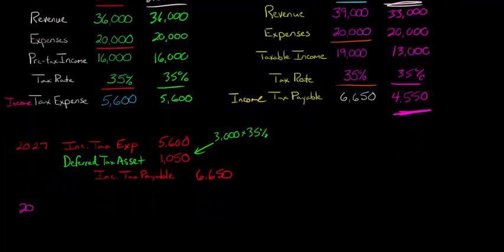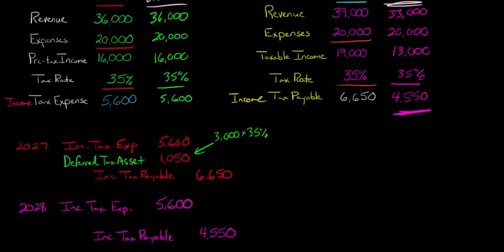So now I want to show you the journal entry here. So now we'd have income tax expense again going to be $5,600. Right, this is again going to be $5,600, and for our income tax payable, we're going to have a credit because we're increasing a liability account. This is a current liability. Income tax payable is going to be $4,550.